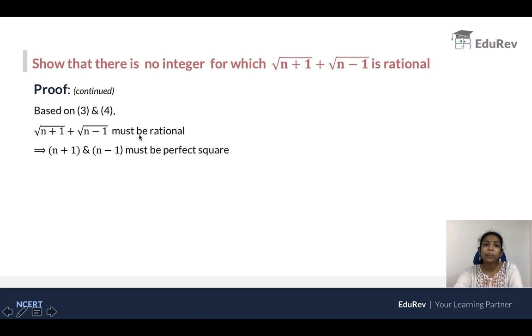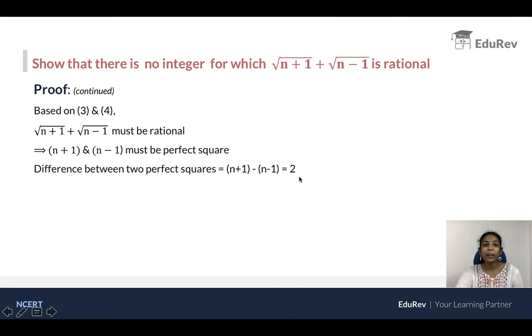If these terms are supposed to be rationals, what should be the condition? This value under the root should be a perfect square. Then only the root and the square get cancelled and you will get a normal number, or the rational number. So I can come to a conclusion that n plus 1 and n minus 1 must be perfect squares, right? Simply find the difference between them. What will be the difference between them? n plus 1 minus of n minus 1. What is that? n gets cancelled. 1 minus of minus 1 is 1 plus 1, 2.